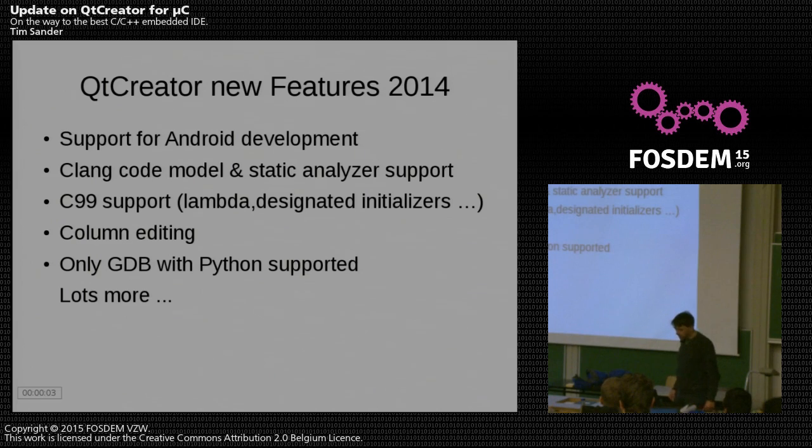There have been some new features in 2014 for Qt Creator. That's support for Android development, the Clang code model I just talked about, C++11 support has been improved, like lambda expressions, designated initializers and some more. You have column editing, so you can do some block editing and stuff like that on multiple rows. And one thing that's a misfeature for the embedded stuff is that you need a GDB with Python support enabled, because they dropped support for GDBs without Python scripting support, which is mainly bad for the people working on non-Linux platforms.